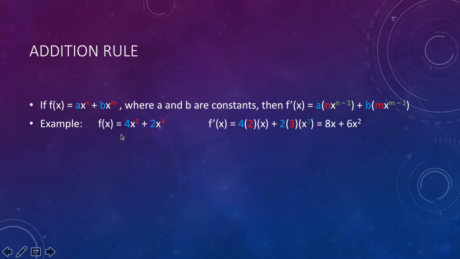Let's take a look at an example. So if f of x equals 4x squared plus 2x cubed, then the derivative of that is, you leave the constant alone, right? And x squared turns to 2x, so 4 times 2x, plus 2 times the derivative of x cubed, which is 3x squared. That gives you a final answer of 8x plus 6x squared.